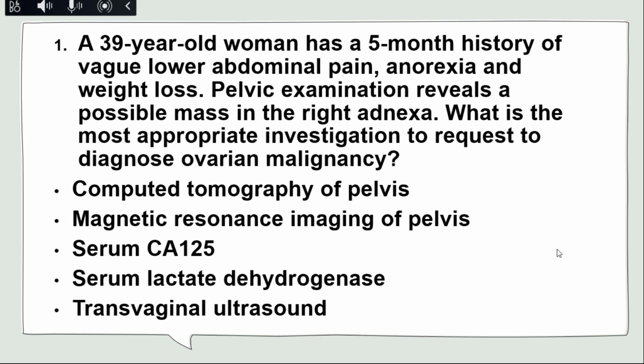So Dr. Shashi has given the answer serum CA-125. Okay, rest of you, please answer the question. It will just clear your idea about the SBA, okay? So please give an attempt to answer the question. It will be very helpful for all of you.